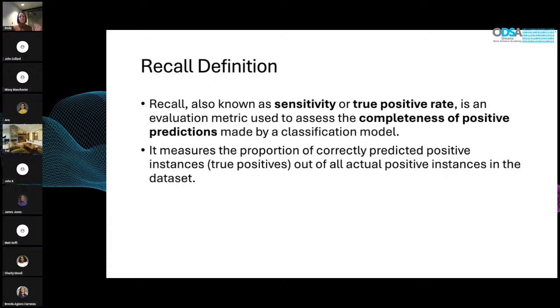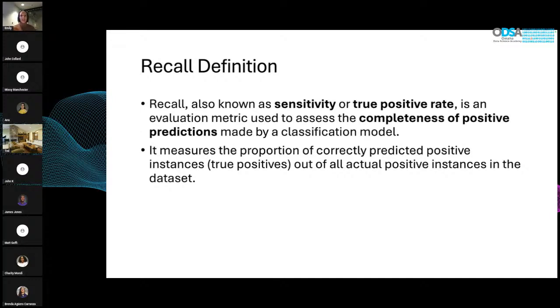So, it's also known as sensitivity or true positive rate. By the way, you'll probably see it referred to as sensitivity quite a bit when people talk about how sensitive your model is. That's talking about recall. It is the same thing. It's an evaluation metric, and it's used to assess the completeness of positive predictions. So contrasted with precision, in precision, we were looking at how precise or how correct our positive predictions were. In contrast to that, we're looking at how complete they were. So did we miss ones that were positive that we should have predicted as positive, but we predicted as 0? That's what this is asking.